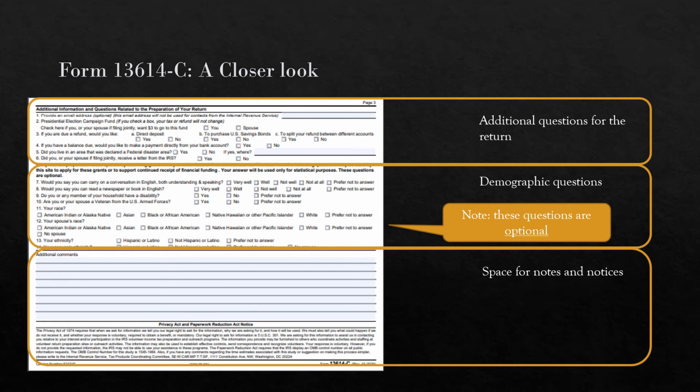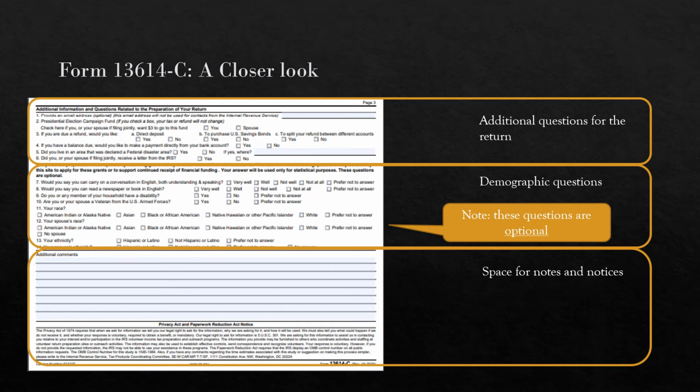Page 3 begins with additional questions for the return. So these are mostly if you're getting a refund, how would you like that refund? And if you're going to have to pay, how would you like to pay? The next section is demographic questions, and note that these questions are optional. They do not need to be filled out.